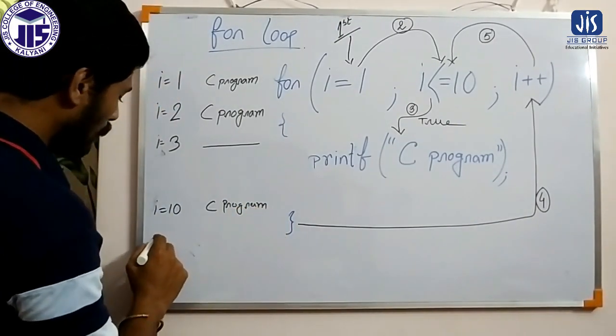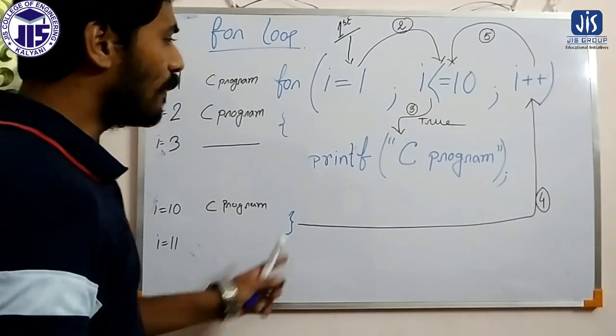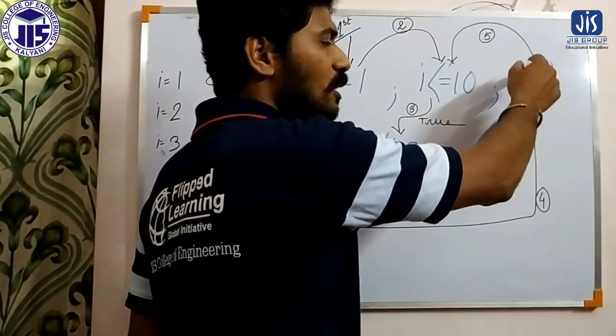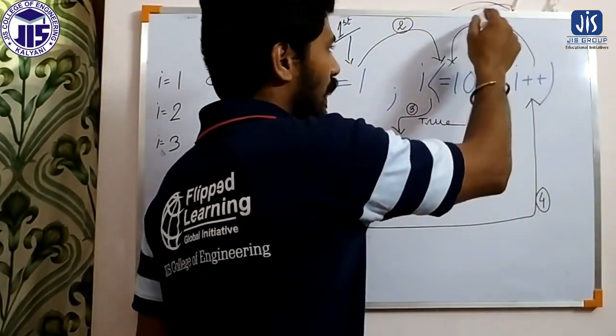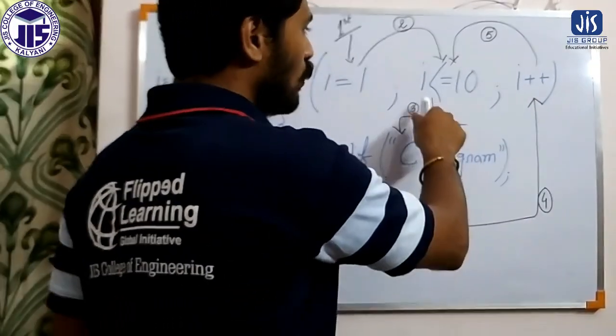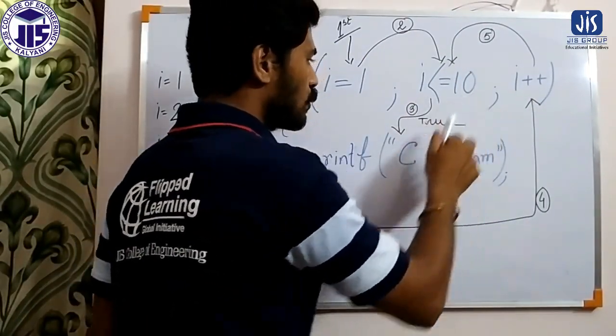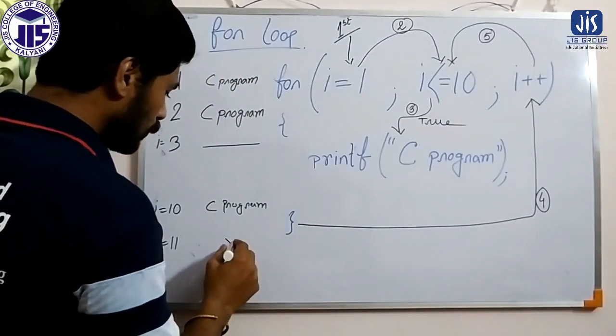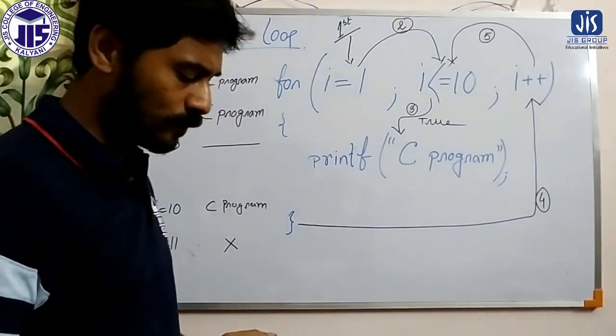After that, the value of I will become 11. When the value of I becomes 11 due to this increment operation, it will get back to the condition. This time the condition will be false. When the value of I is 11, this condition is false. Then the body of the loop will stop. It will not iterate.